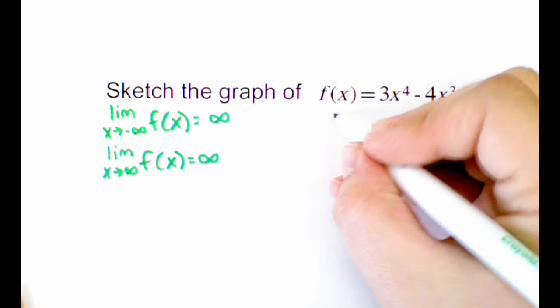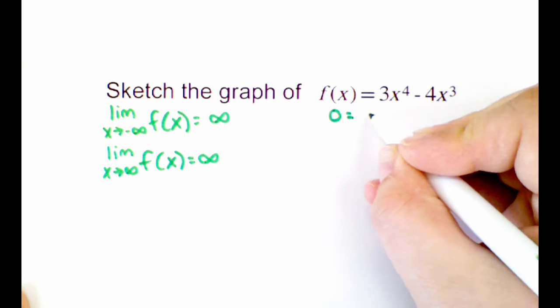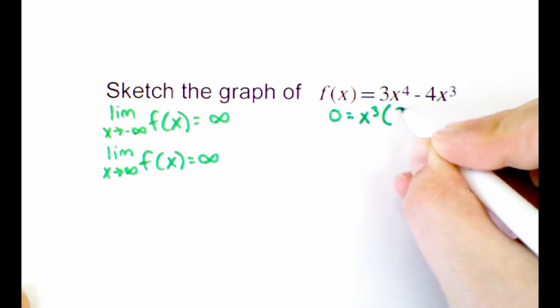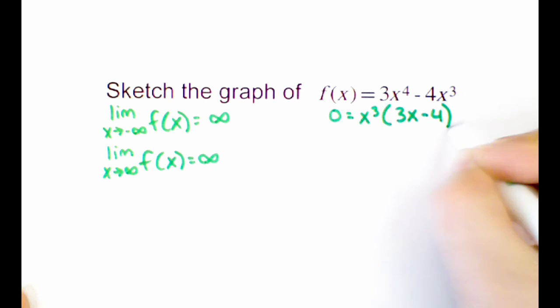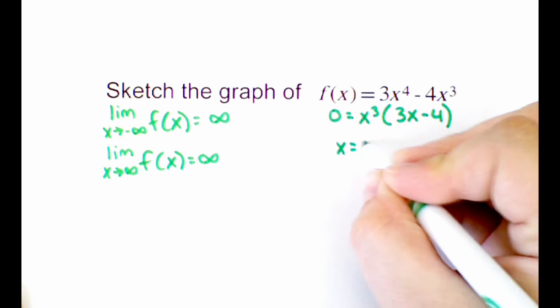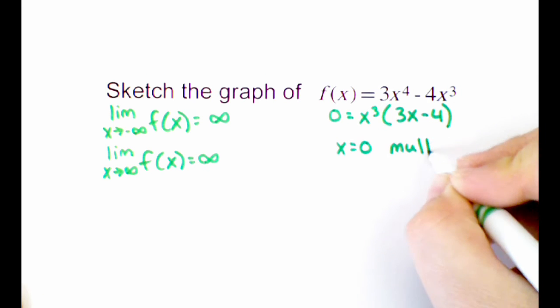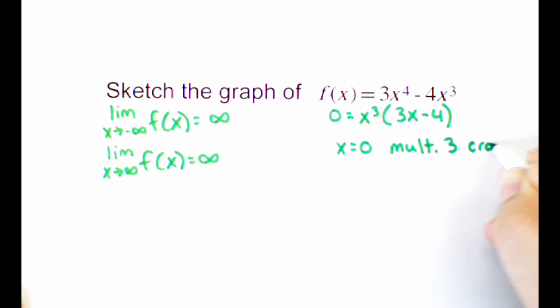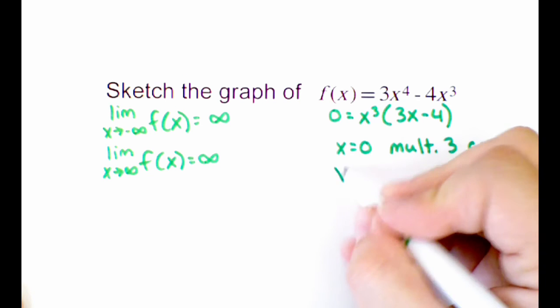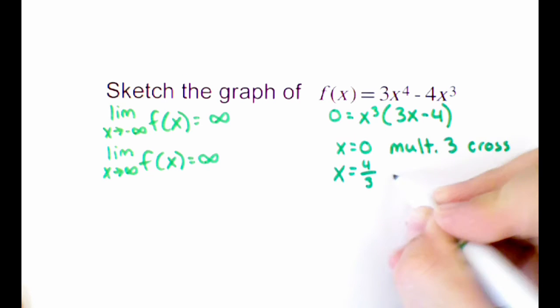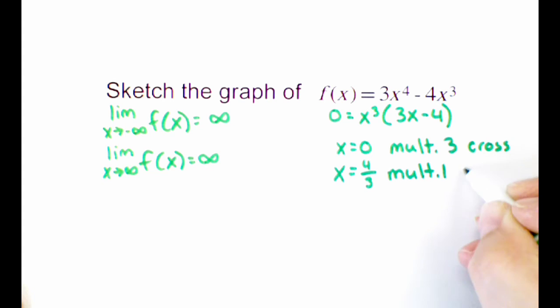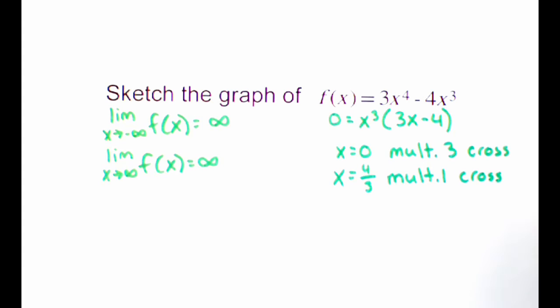Find our zeros. Factor out my GCF, which is x cubed. Leaves me 3x minus 4. So x equals 0 has a multiplicity of 3, which means it crosses. And then the other one will be positive 4 over 3 with a multiplicity of 1, which means it also crosses the x-axis there. All right.